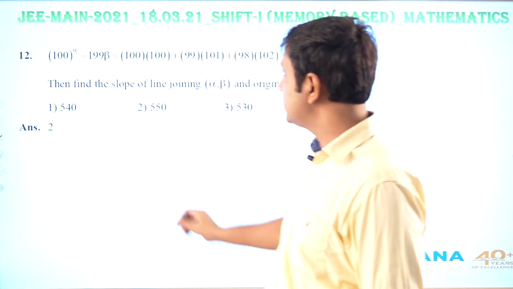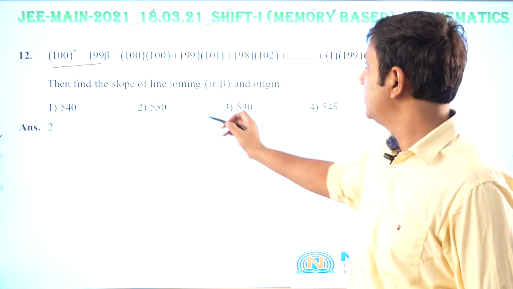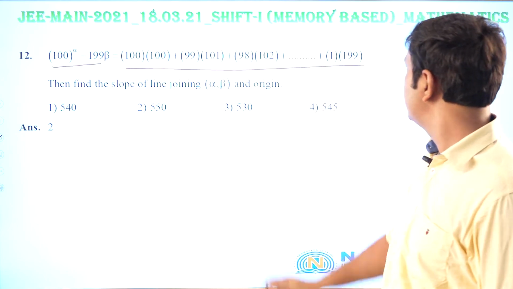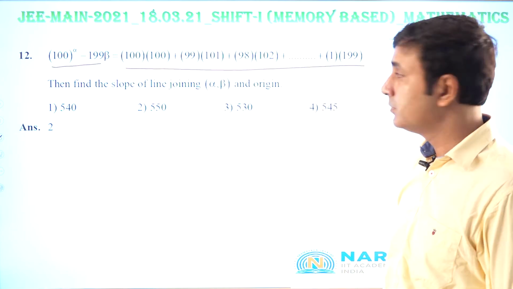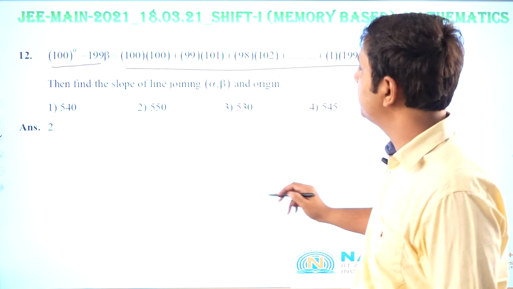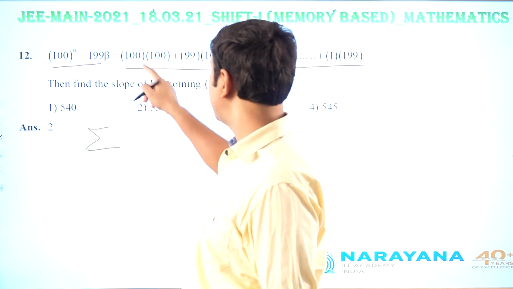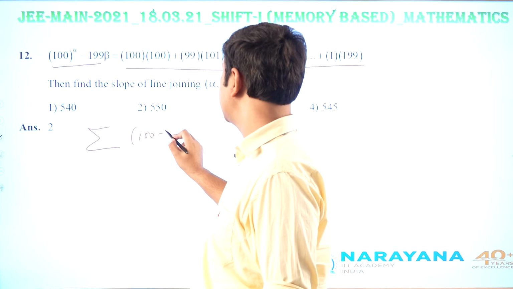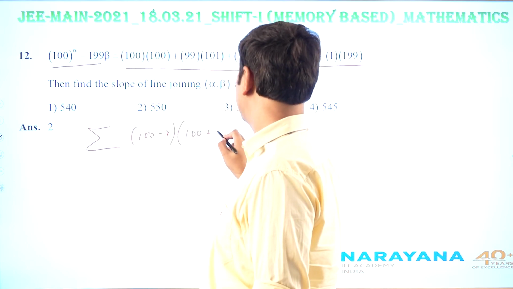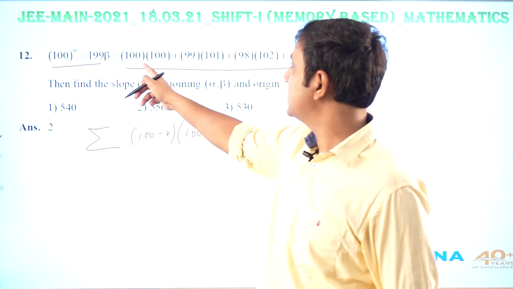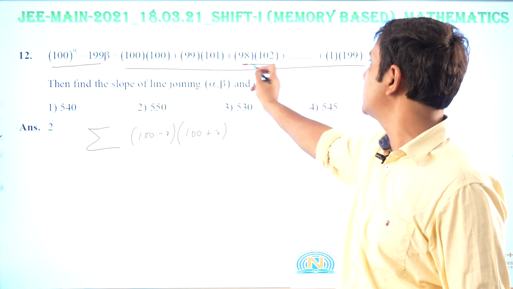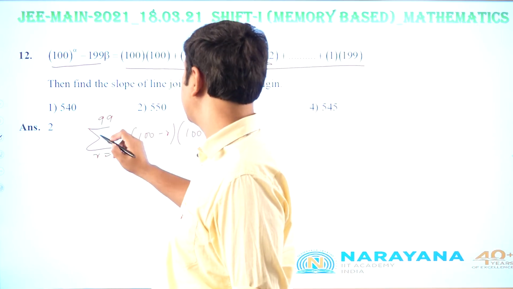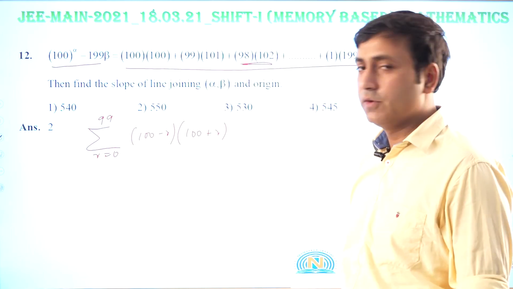In this question, it is equating this expression to this series. The series starts from 100, ends with 1, which means it has exactly 100 terms. Now notice, we will try to solve this series. This series is a summation in which 100 is decreasing, then again 100 is increasing, which means it must be a summation of 100 minus r, 100 plus r. R in the first case is 0, in this case r is 1, in this case r is 2, and so on. So, we will say summation where r varies from 0 to 99 because the last term should correspond to that, which is fairly straightforward.